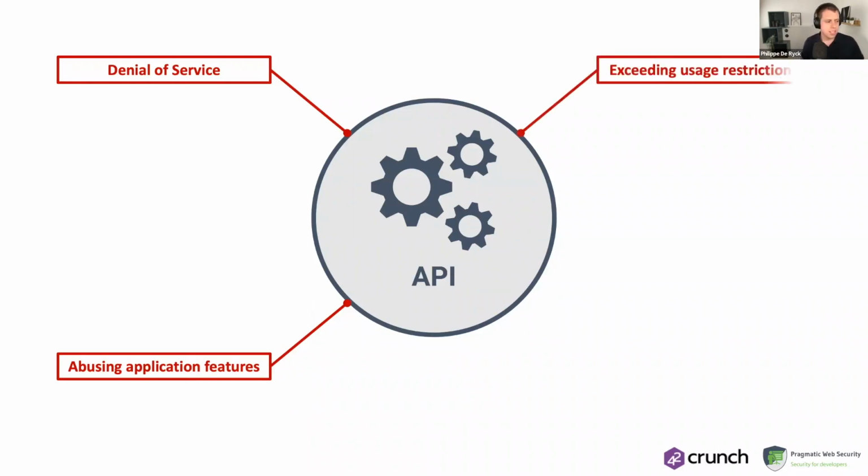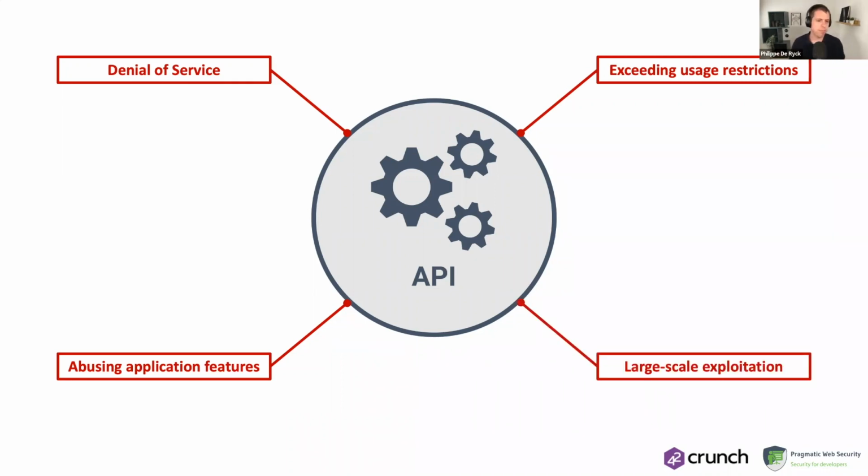What about the scenario where we exceed usage restrictions? Like if you're on the free plan and you can only make 10 API calls per hour, well, not enforcing that can give people not much reason to sign up for the non-free plan. So you might want to enforce these usage restrictions in practice, and you need rate limiting and certain controls for that. And what about large-scale exploitation?